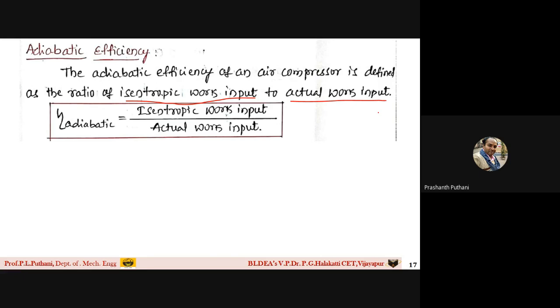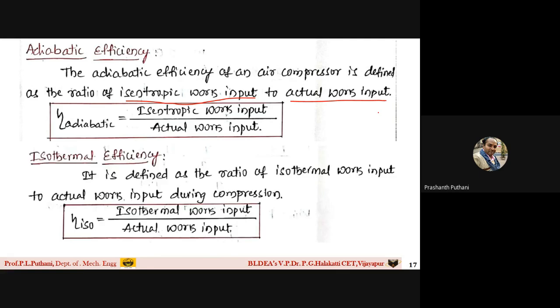Okay. Then a similar next definition we have, students, isothermal efficiency. For isothermal efficiency, which parameter remains constant out of pressure, volume, temperature? Temperature. For the isothermal process, temperature remains constant.